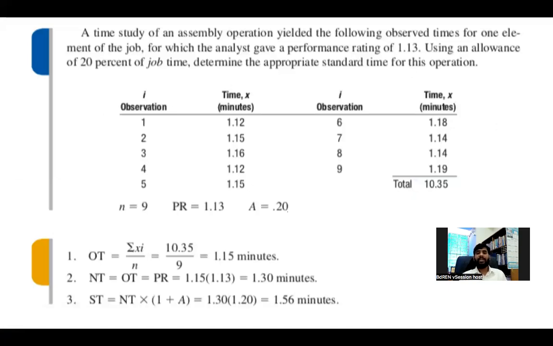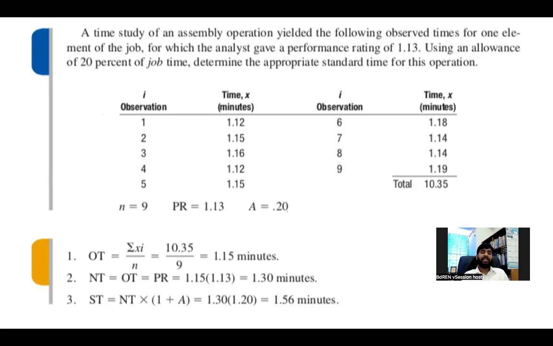A time study of an assembly operation yielded the following observed time for one element of the job only, for which the analyst gave a performance rating of 1.13, using an allowance of 20%, not the allowance factor. Allowance is 20%. Determine the appropriate standard time for this operation. And here, there is another system, job time or week time. For the moment, we are using only job time.